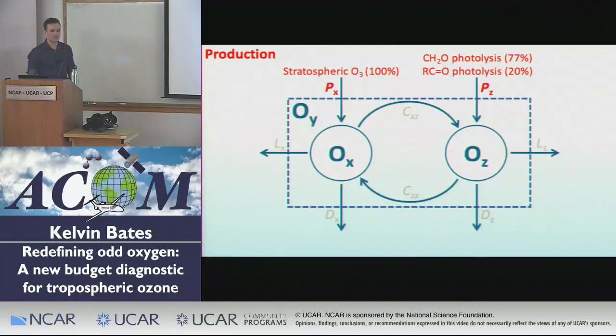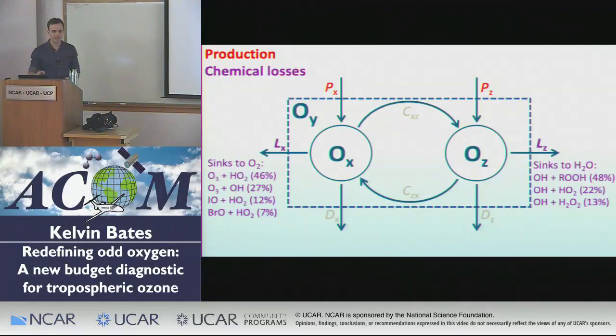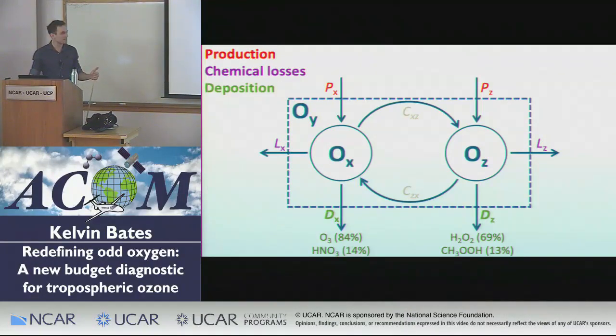And then your inputs of OZ, I was kind of surprised to find, are almost entirely carbonyl photolysis, and mostly formaldehyde photolysis at that. You have your chemical losses of both, and I want to stress here that these are now terminal losses to long-lived species, oxygen and water, or at least stable and abundant species. Water is maybe not hugely long-lived, depending on where you are. But these are dominated by the reactions of ozone with HO2 and OH over here. And on the other side, the reactions of OH with mostly peroxides and HO2. Deposition contributes to both of these families, largely of ozone from OX and peroxides. That's what we were getting at before, from OZ.